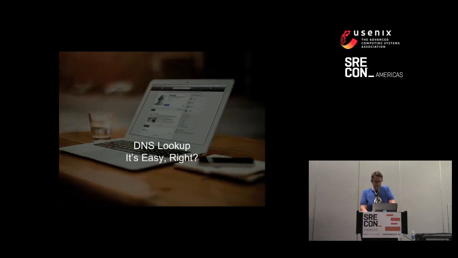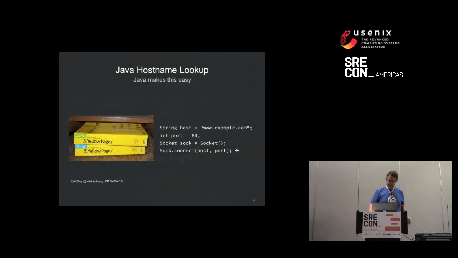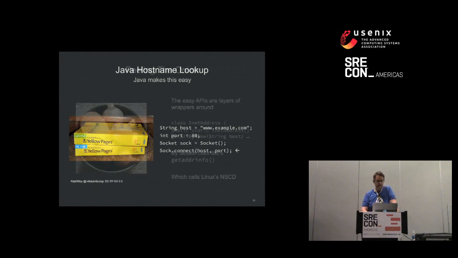Okay, war story number 5. DNS lookup. It's easy, right? So Java has a bunch of really easy APIs to let you look up host names. You can actually plug them into one of the constructors on the socket class, or you can use the connect call, and you can just give it a host name and a port, and it goes away and looks all that stuff up for you and makes it all magic happen. It's really easy, very fun.